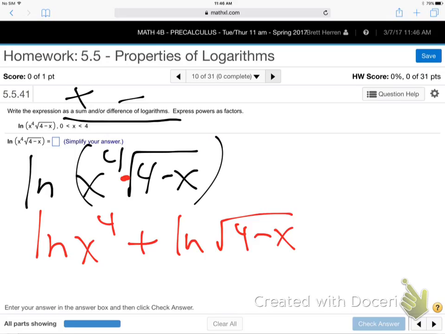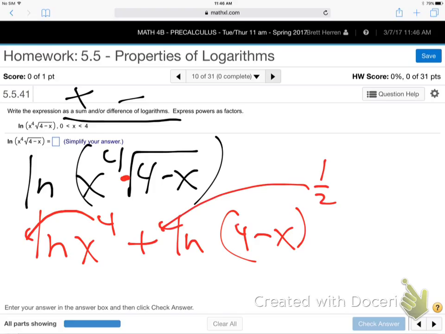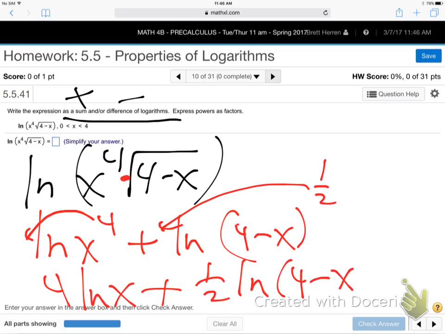Now I can do the powers-to-the-front thing. So that 4 is going to go down to the front. And what about this root? Here's where the half thing I was telling you about comes in. Get rid of the root and instead make it a half power, which is the same thing as the root. And then that comes to the front. So we get 4 ln of x plus a half ln of (4 minus x), and we're done. That's what they wanted.